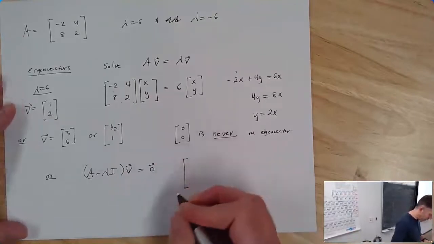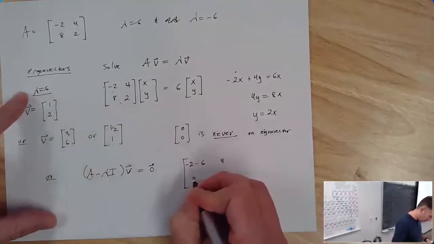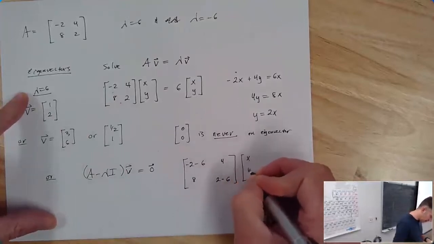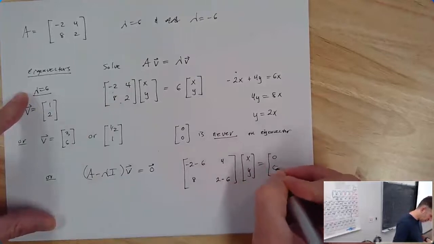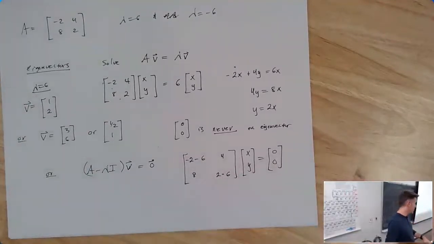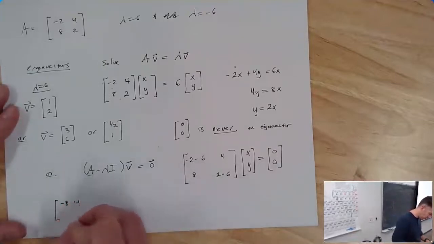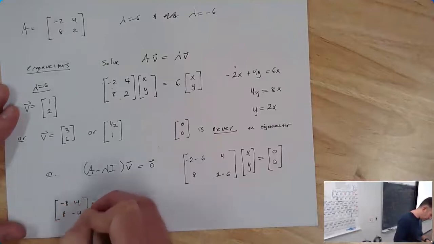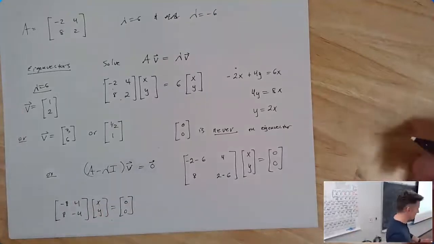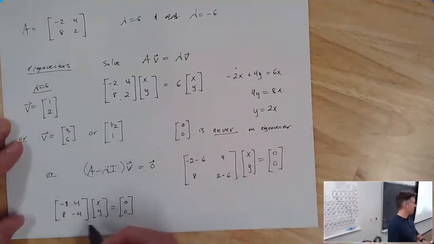So in that case, we're going to have -2 minus 6, 4, 8, and 2 minus 6 times x y equal to 0, 0. And what should happen most of the time with this is both rows should be multiples of each other when you simplify them. So if I look at this just to see that, I have a -8, 4 and an 8, -4 times x y equal to 0, 0. And hopefully we can all see that these are essentially the same equations. -8 times x plus 4 times y equal to 0 is pretty much the same thing as 8 times x minus 4 times y equal to 0.